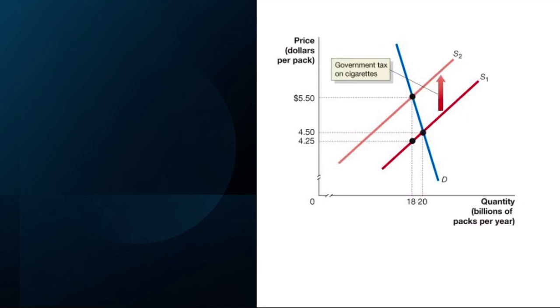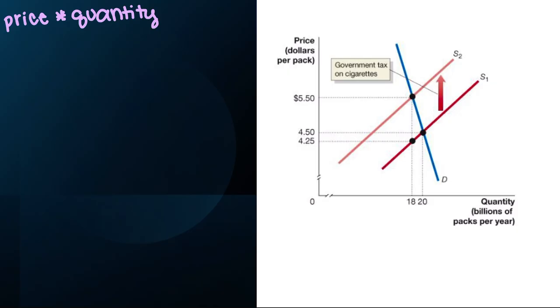So this is looking at taxes. And if we look at taxes, the amount that is paid in taxes is the price of the tax times the quantity that is sold with the tax in place. And that will vary depending on how much the supply curve or the demand curve shifts.